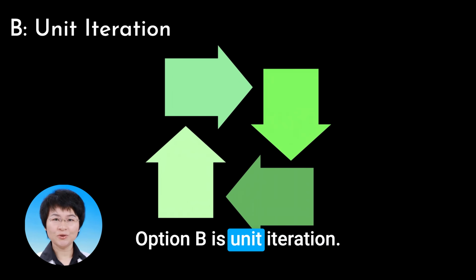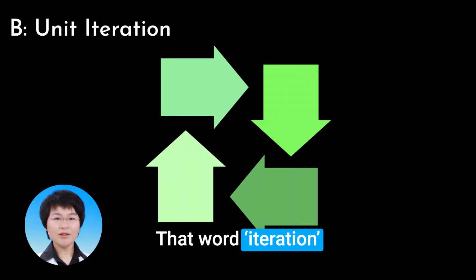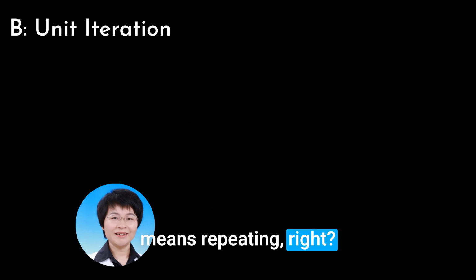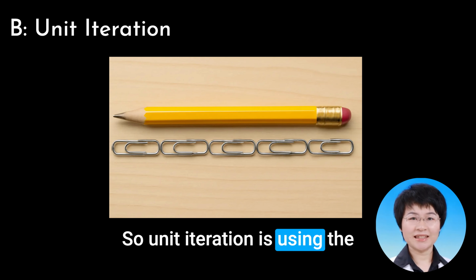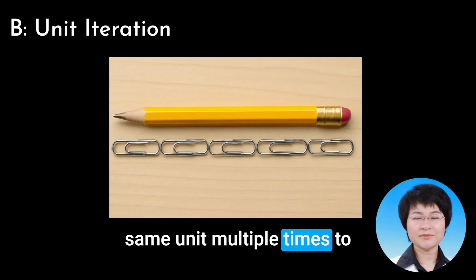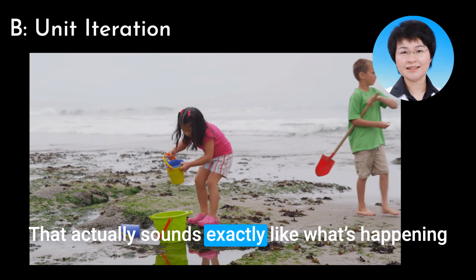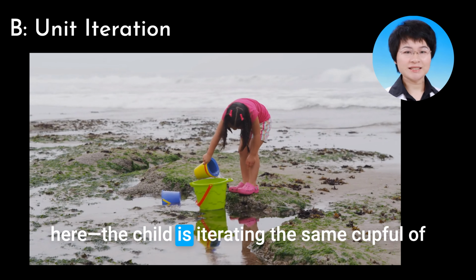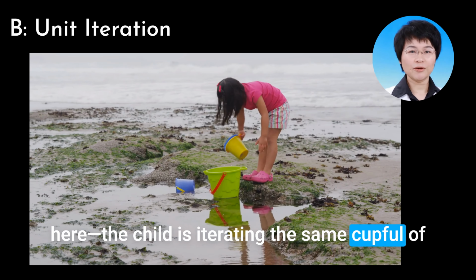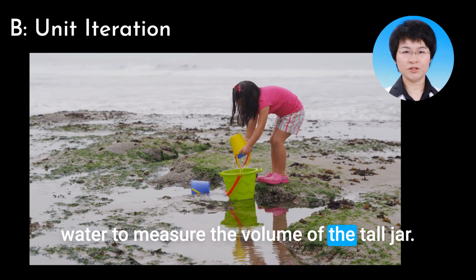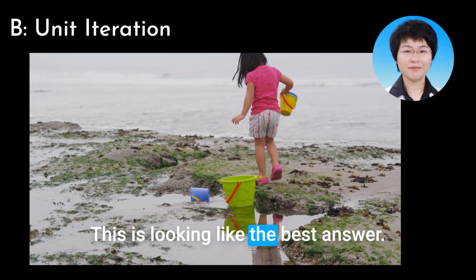Option B is unit iteration. That word iteration means repeating, right? So unit iteration is using the same unit multiple times to cover or fill a bigger space. That actually sounds exactly like what's happening here. The child is iterating the same cup full of water to measure the volume of the tall jar. This is looking like the best answer.